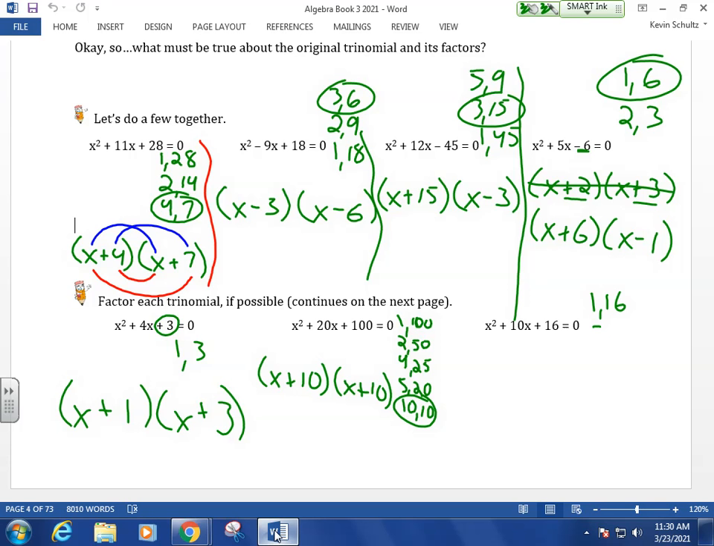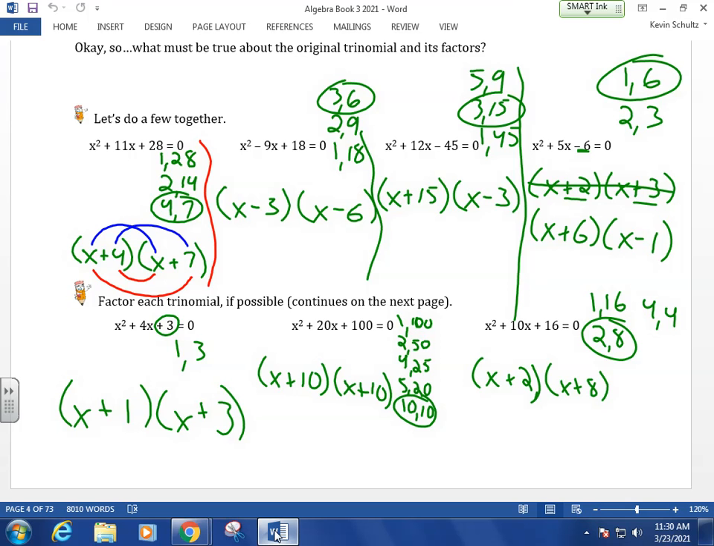We've got 1 and 16, 2 and 8, 4 and 4. We want to make that middle term of positive 10. 2 and 8 gets us there. So x plus 2 times x plus 8. Right? Those that have jumped to the second page, have you found one that's not possible yet? Yeah. Which one is not possible?